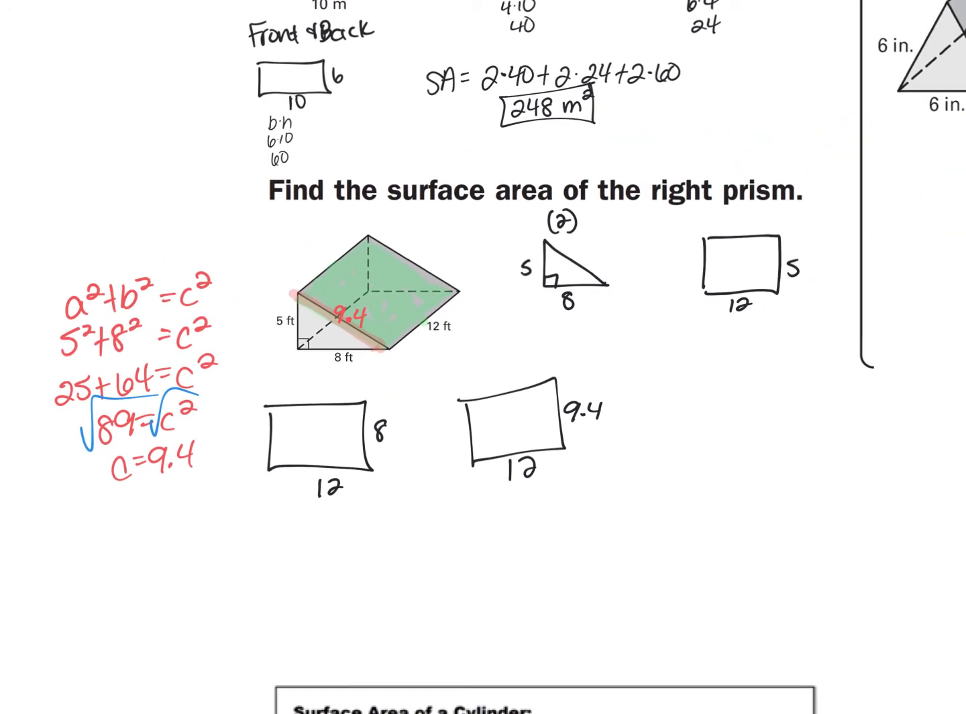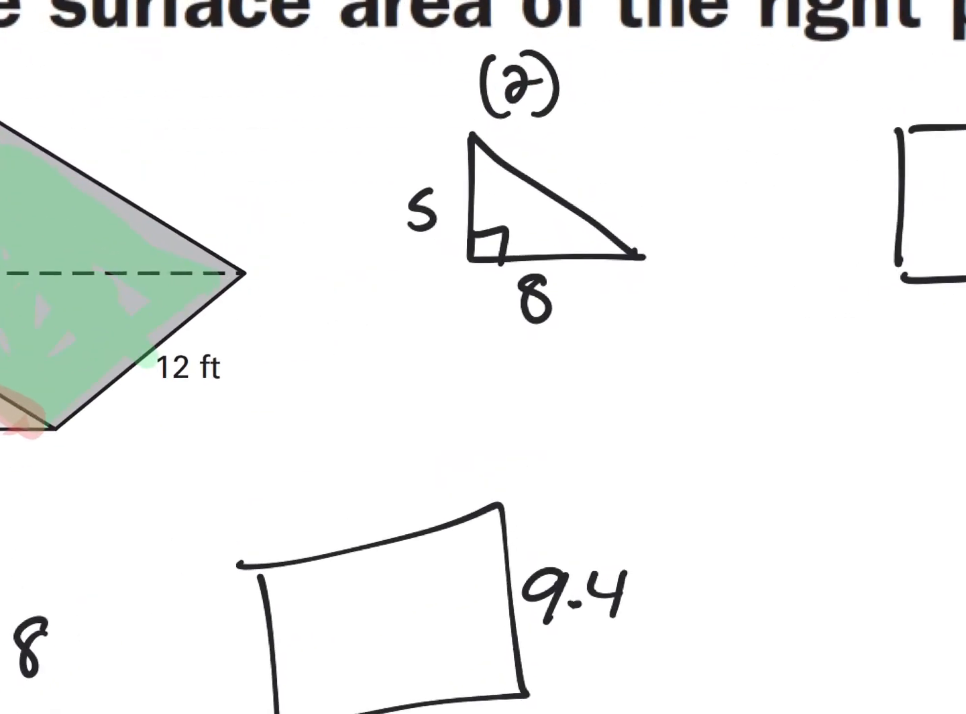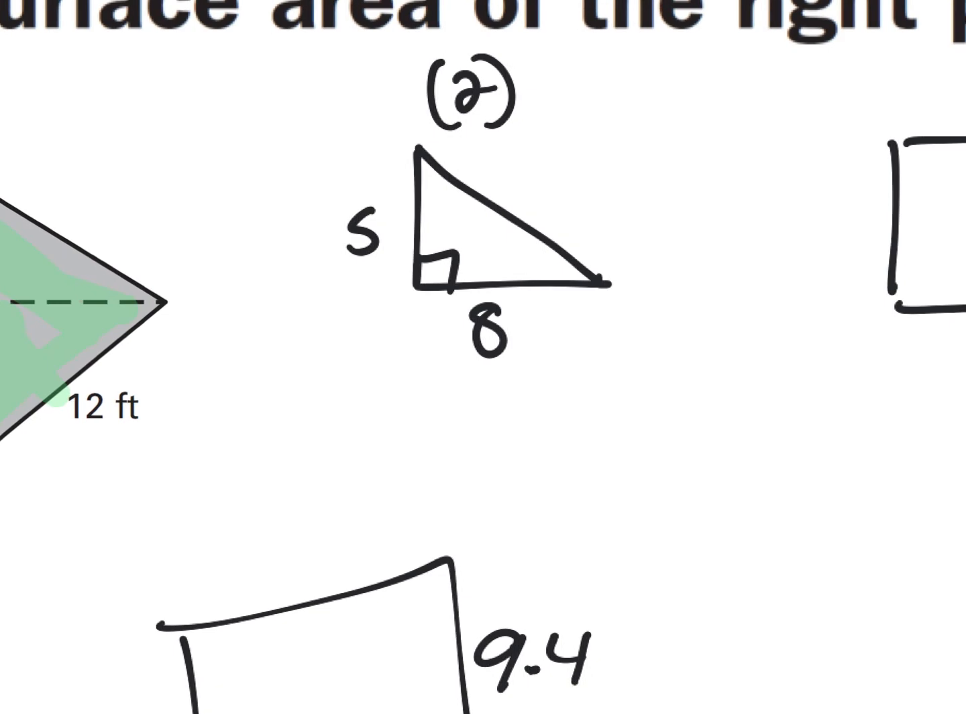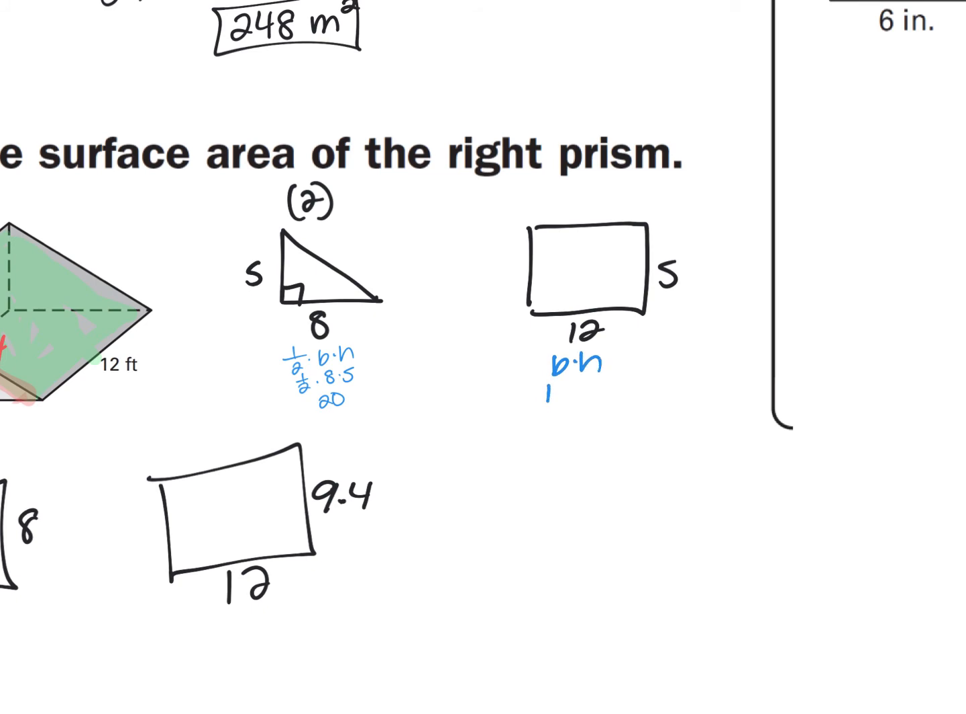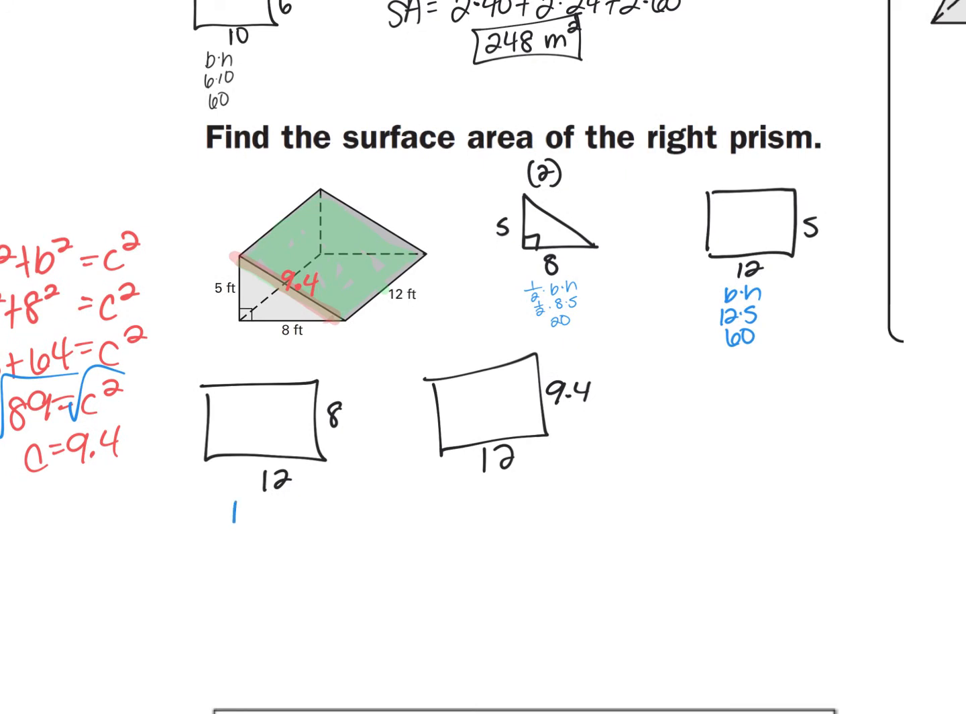Double check. On a triangular prism, there's 5 faces. I have 2 there, 3, 4, 5 sides listed, so let's go. All right, let's do the triangle first. What's your formula? 1/2 base times height. So 1/2 times 8 times 5. I believe that would give you 20. Base times height for this, 12 times 5, which is 60. Base times height again, 8 times 12, which is 96.